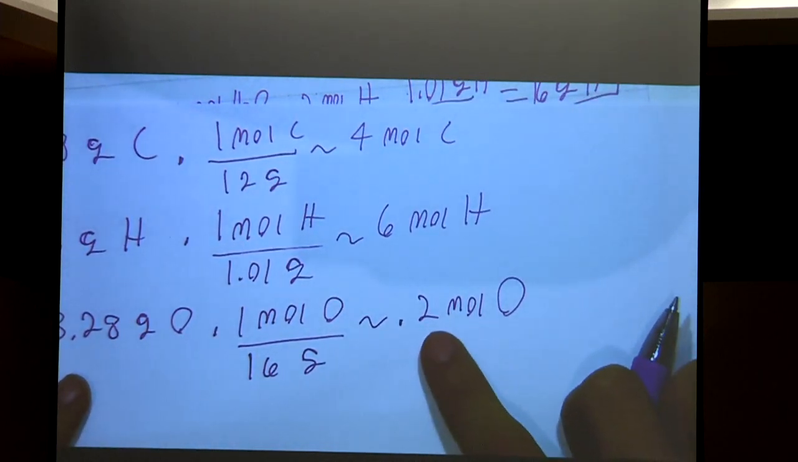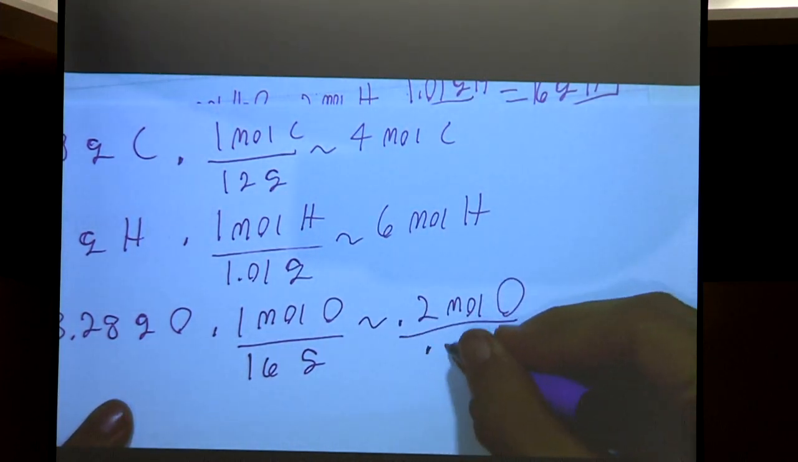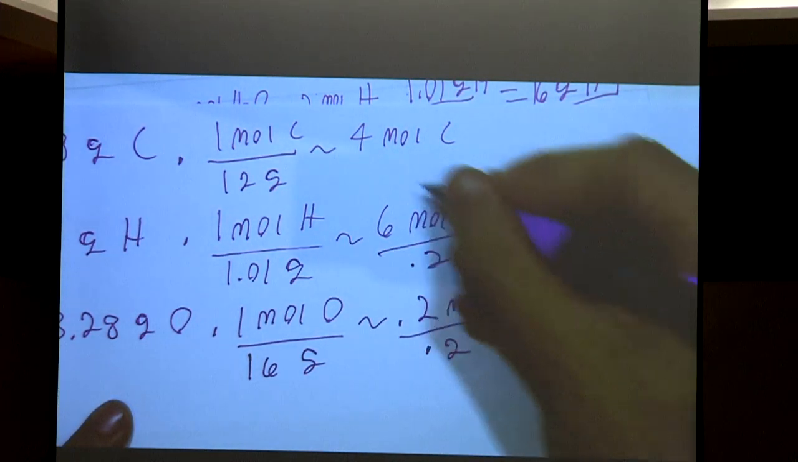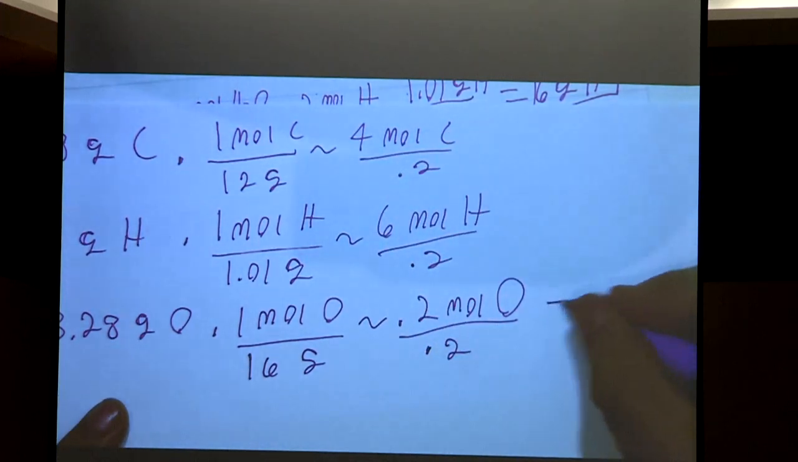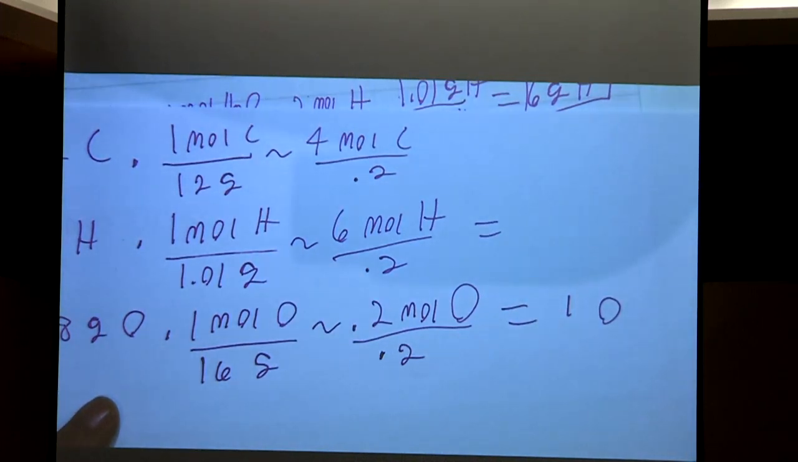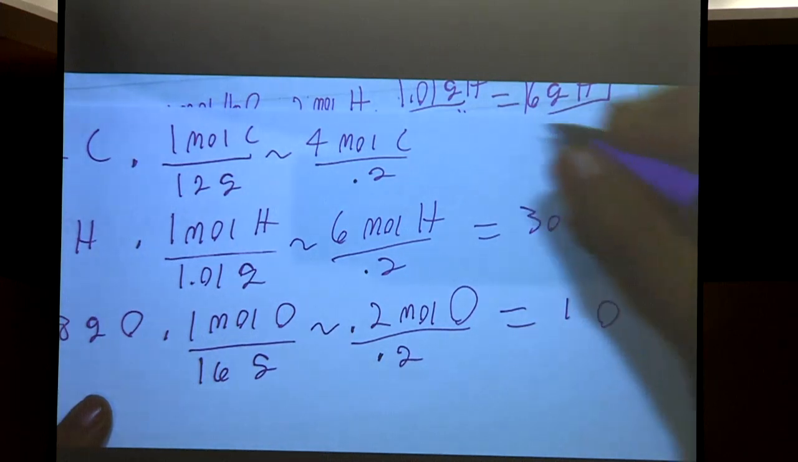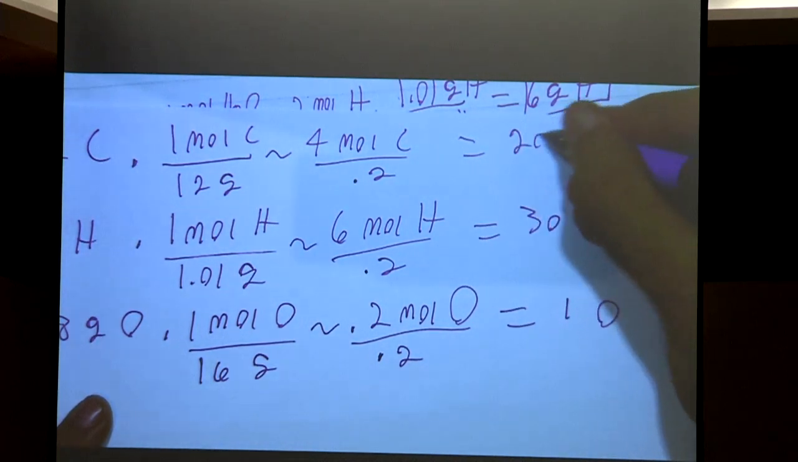So our next step, remember, is to divide everything by the lowest number. So that's going to give me 1 oxygen. That's going to give me 30 hydrogen. And it's going to give me 20 carbon.